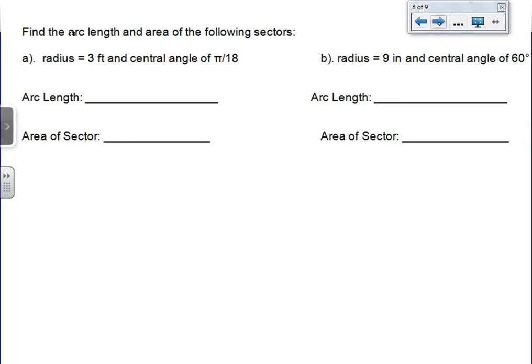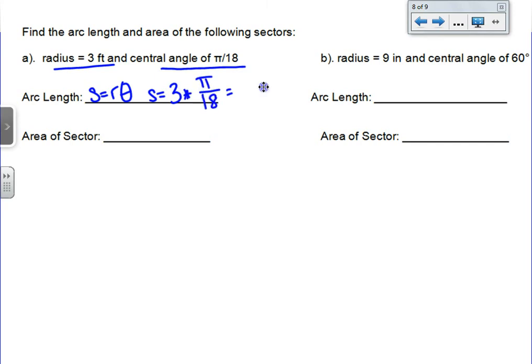Okay, we are not going to do all these problems because it's a little bit of overkill. We're just going to do a few, and then we're going to move on in life. So, part A, I want you to find arc length. I tell you the radius is 3 feet, and the central angle is pi over 18. Arc length, excuse me, is S equals R theta. So, let's plug and chug, people. What's my radius? 3. And then the angle is pi over 18.